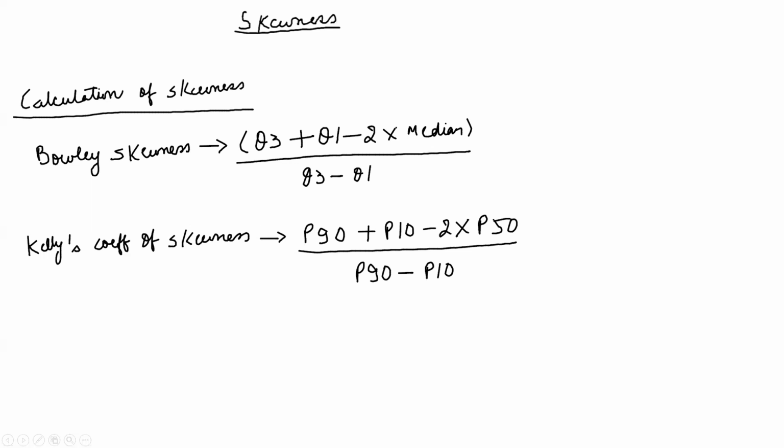Next is Kelly's coefficient of skewness. Kelly's coefficient of skewness is given by P90, the 90th percentile, plus P10, the 10th percentile, minus 2 multiplied by P50, which is the median, divided by P90 minus P10. This is a more non-parametric approach to skewness. It is especially useful when you have a very huge data set, or data sets where percentile-based calculations are preferred over the mean-based approach. So this is how we can do that.